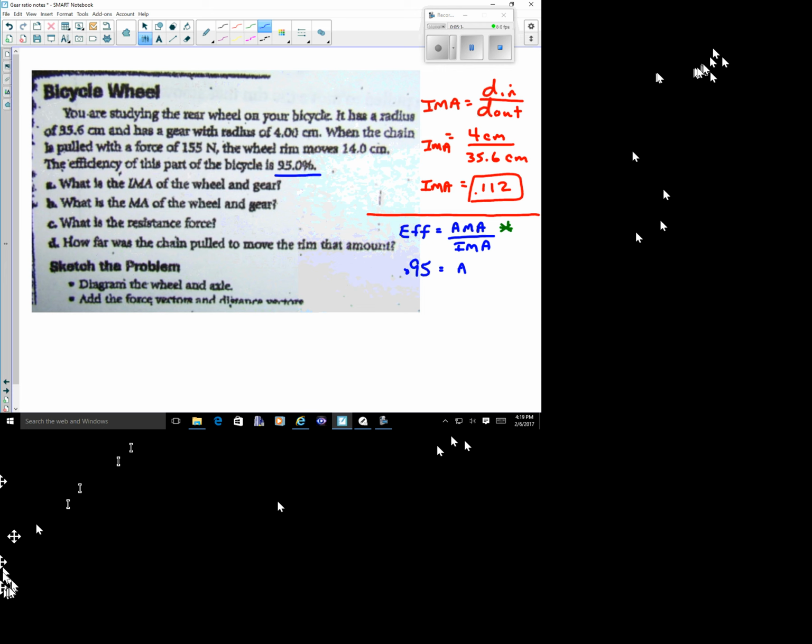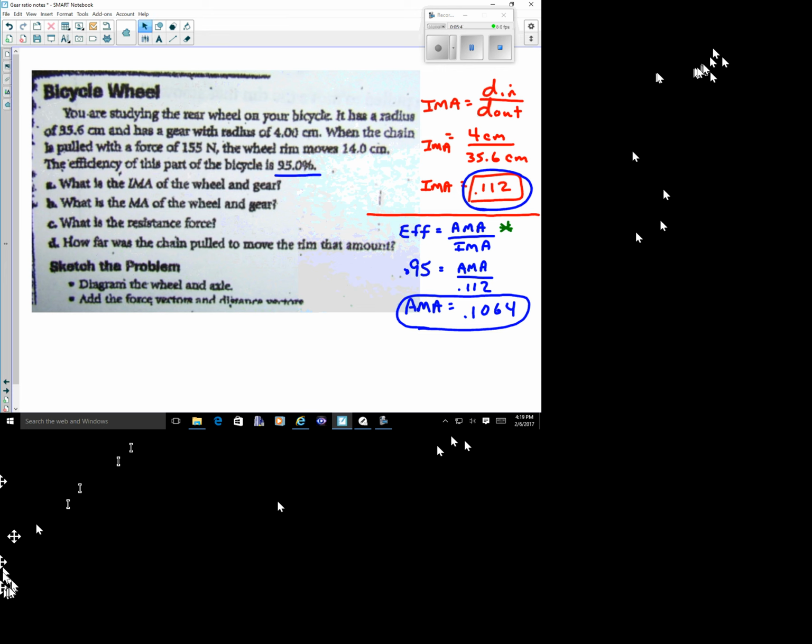I'm then going to say AMA over my ideal mechanical advantage. You've got to remember, my ideal mechanical advantage is right up here at 0.112. So when you cross multiply, your actual mechanical advantage ends up being even lower. It ends up being 0.1064. So it makes it even harder now because of friction on the road and all that sort of stuff. Part C says, what's the resistance force?